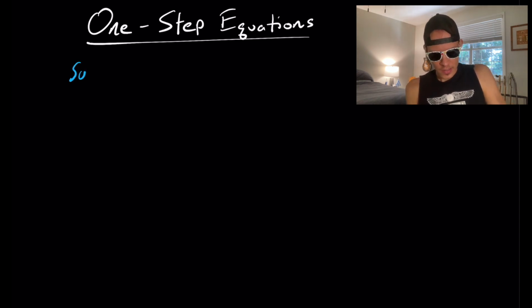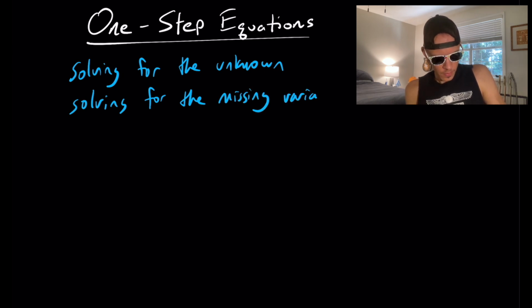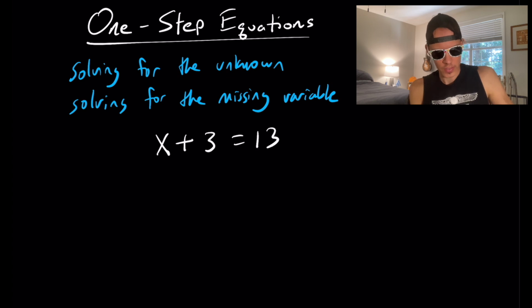to be solving for the unknown, or solving for the missing variable. You'll hear it worded like that sometimes. So if I have, for example, x plus 3 equals 13, this is not an expression anymore. This is an equation because we have an equal sign there.